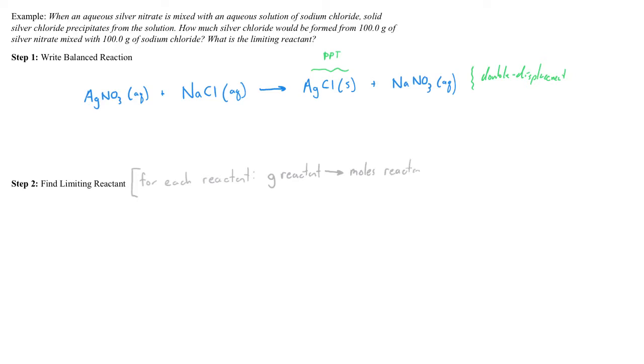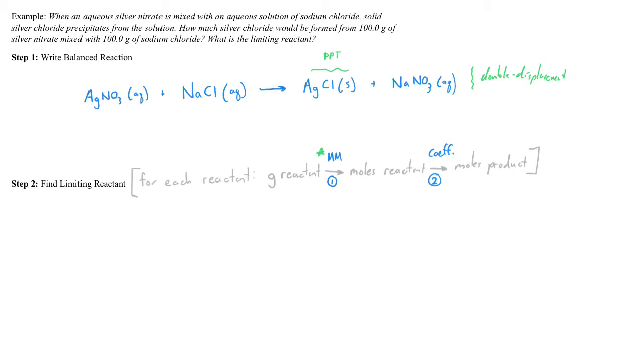So in this example, we have 100 grams each of silver nitrate and sodium chloride, and we're going to convert that 100 grams of each of those reactants into the moles of the reactant. We're going to use the molar mass for each one. Once we have the moles of the reactant, we can convert those into the moles of the product using the coefficients from our reaction equation that we wrote up here in step 1. So let's get started with one of our reactants. How about we start with silver nitrate?